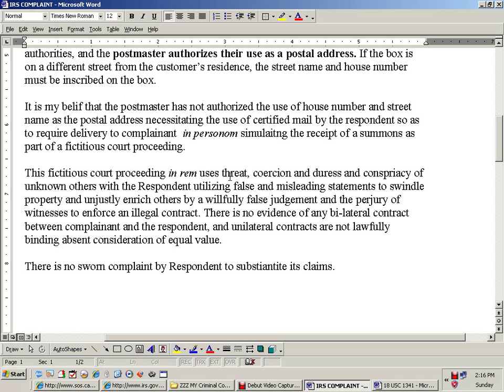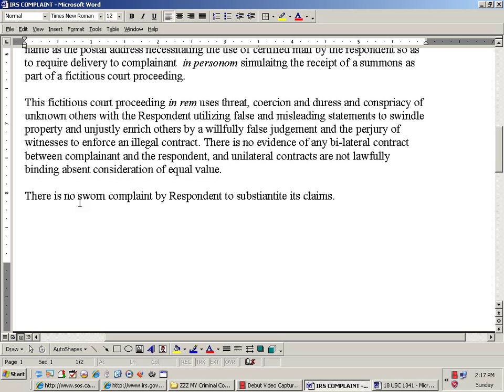Well, because nobody's filed a complaint under oath. It uses threat, coercion, and duress, and conspiracy of unknown others with the respondent, utilizing false and misleading statements to swindle property and unjustly enrich others by a willfully false judgment and the perjury of witnesses to enforce an illegal contract. There is no evidence of any bilateral contract between the complainant and the respondent, and unilateral contracts are not lawfully binding absent consideration of equal value. There is no sworn complaint by respondent to substantiate its claims.